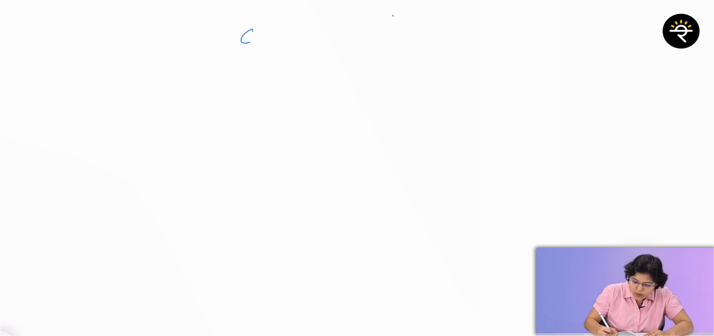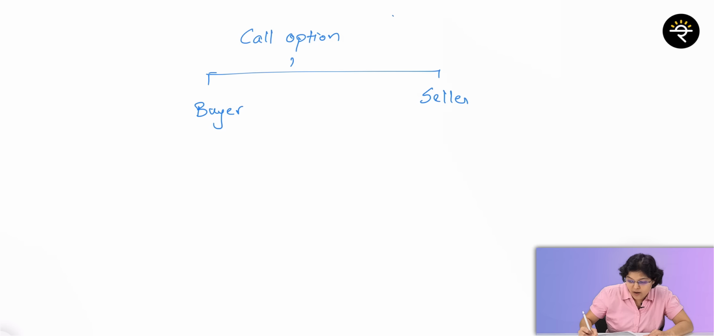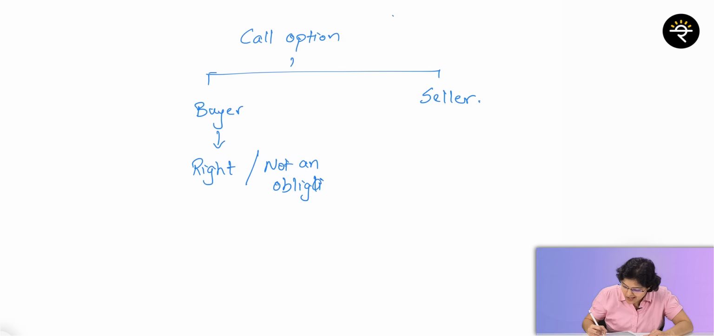So to just quickly recap, in a call option there are two parties to the contract. Which are the two parties to the contract? One is called the buyer and one is the call seller. Right now, what did we understand? The call buyer has a right but not an obligation. So basically, for a call buyer, if the contract goes in his way, he is going to exercise it. If it does not, he is not going to exercise it.